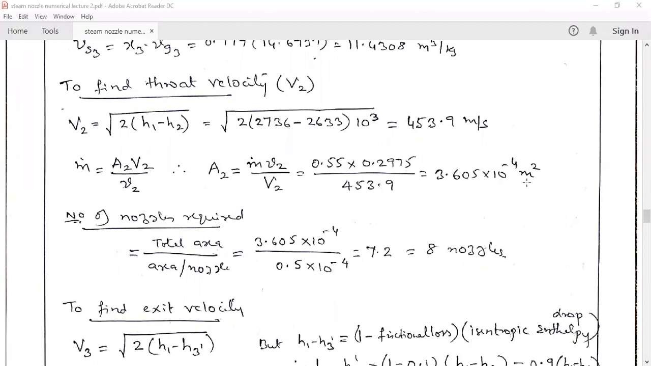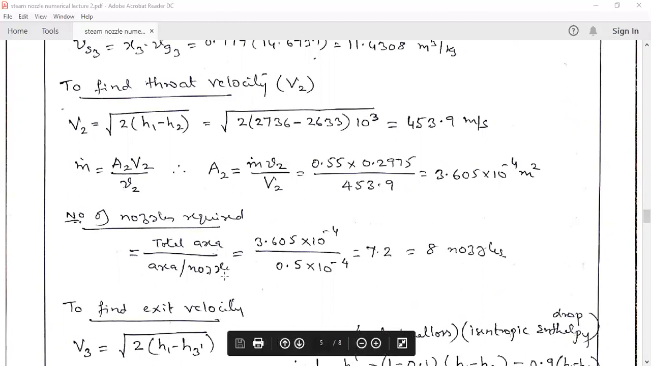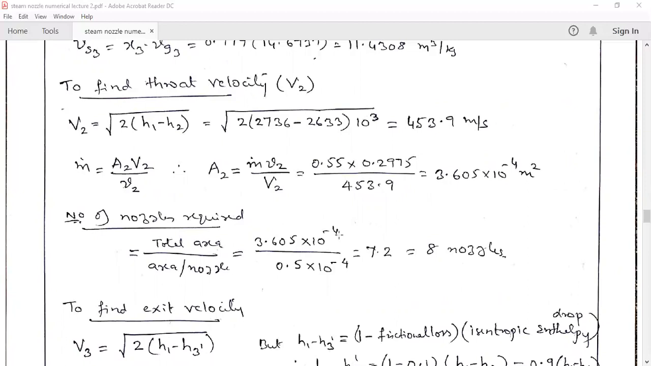Now, in the problem, they have given the area at the nozzle as 0.5 into 10 power of minus 4. So the number of nozzles required will be equal to total area divided by area per nozzle. Total area what we have obtained is 3.605 into 10 power of minus 4, divided by the area per nozzle, which is given as 0.5. So we obtain 7.2, and whatever is above 7, we have to take it as 8, because half a nozzle cannot exist. So we are taking it as 8 nozzles.